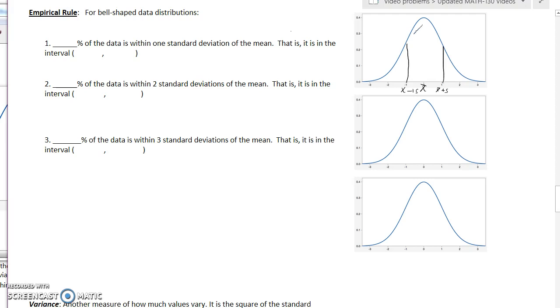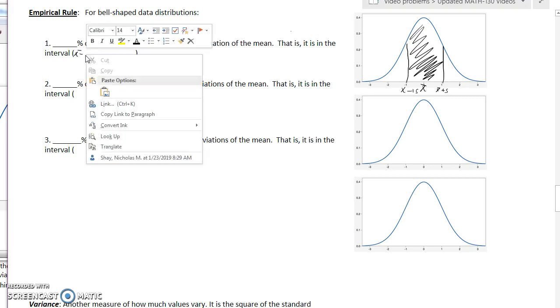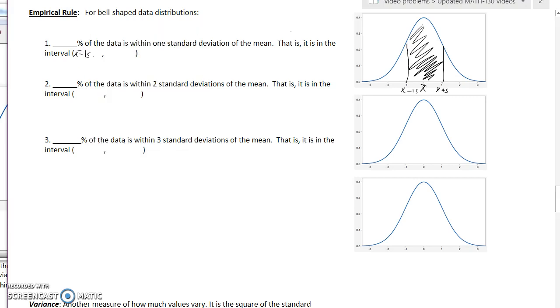I'm not doing a great job at that. What percent of the data lives within one standard deviation of the mean? So if we take the mean and subtract 1s, and we take the mean and add one standard deviation, there is 68% of the data within one standard deviation.